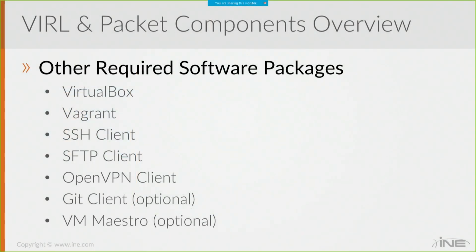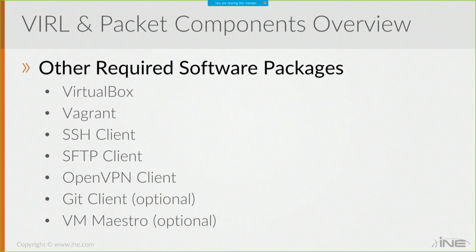We'll also see that there are some other minor software packages we need, like an SSH client, so of course, to open the CLI to the actual VIRL machines, and also to the Vagrant virtual machine. We'll also need an FTP client, a secure FTP client. In my case, I'm going to be using FileZilla on Windows. And an OpenVPN client that is ultimately going to privately connect us to the VIRL Packet instance.